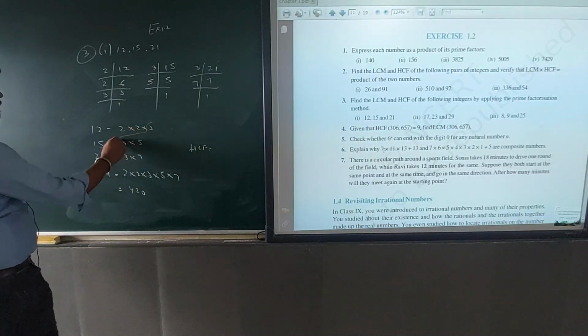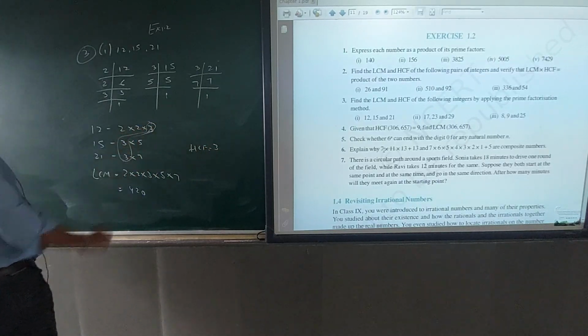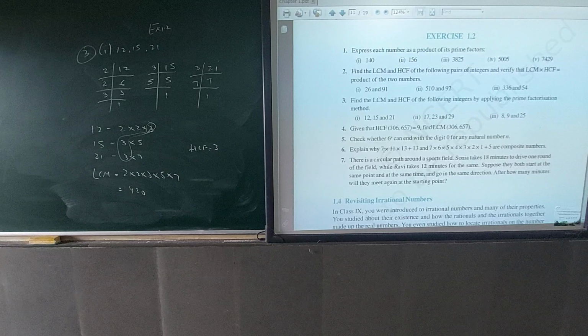Then HCF is the common part. What is the common here? If you see, only 3. 3 will be the common part. So HCF is 3. The second and third parts you can do on your own.